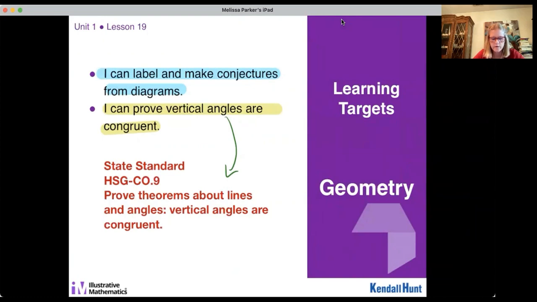Did we meet the objective? I can label and make conjectures from diagrams. We did. Did we meet the objective? I can prove that vertical angles are congruent. Yes, we did. And therefore, we have met the state standard, which is listed below, that proving theorems about lines and angles, specifically that vertical angles are congruent.